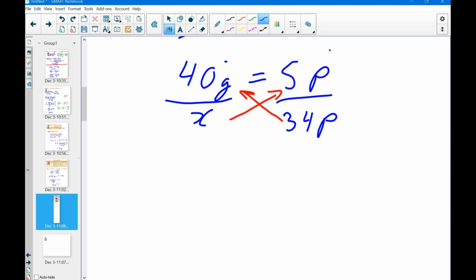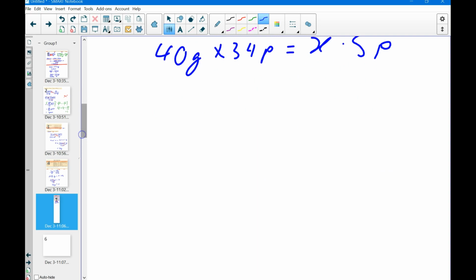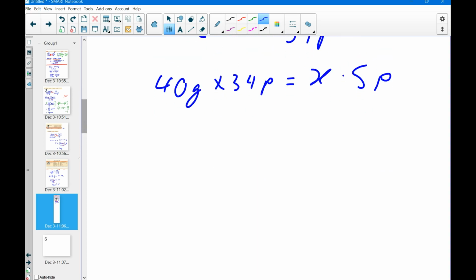So I have 40 grams multiplied by 34 prunes equals x times 5 prunes. Sorry, they're prunes, aren't they? I said peaches with the last one. So we divide both sides by 5 prunes, and we have 40 grams. You can multiply these together first if you choose to. I'm just going to save it to the end, because it's easier to throw it in the calculator.